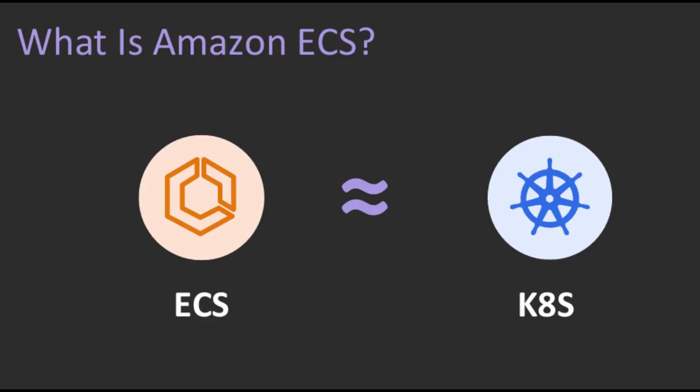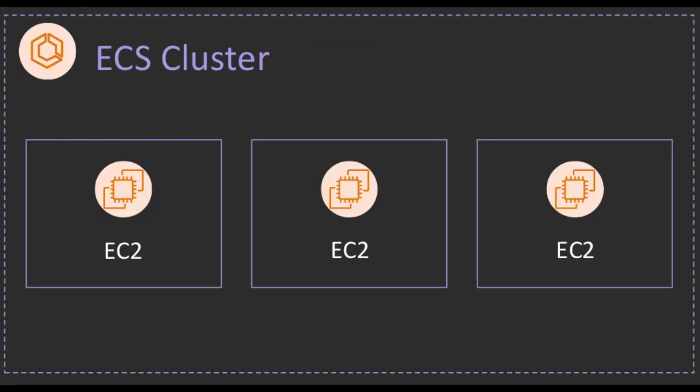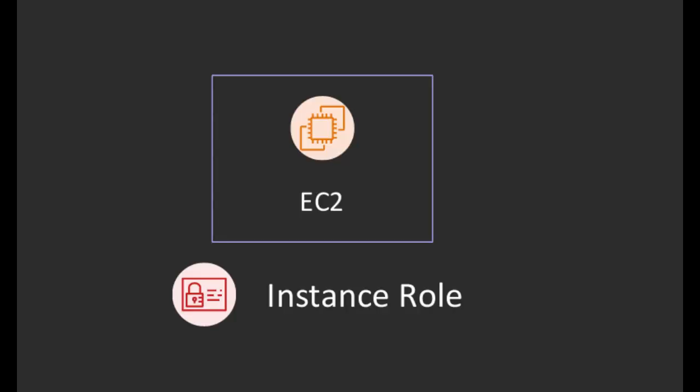What is Amazon ECS? Simply put, it's AWS's own platform for running and managing Docker containers. You can think of it as AWS's version of Kubernetes. It's a major player in the container world. You run ECS on a cluster, which is a logical group of EC2 instances, your virtual servers. This forms a pool of computing power for your containers. Every one of these EC2 instances has an IAM role attached to it. This is called the instance role.